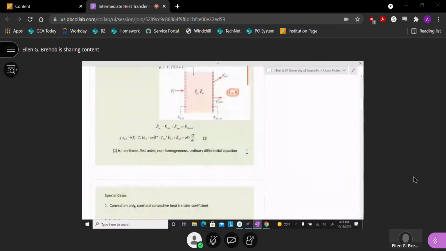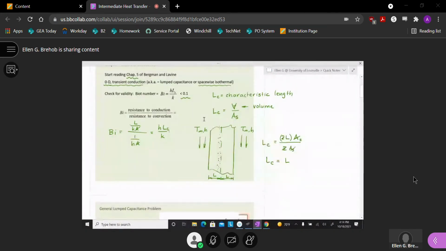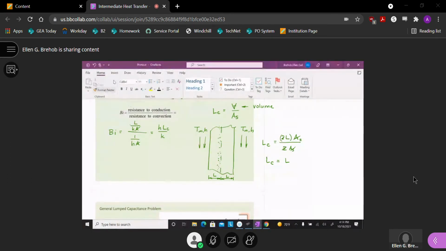All right. Dang, I have a really cool picture in my notes. You guys don't have it. All right. I want to do a little bit more discussion about Biot number.